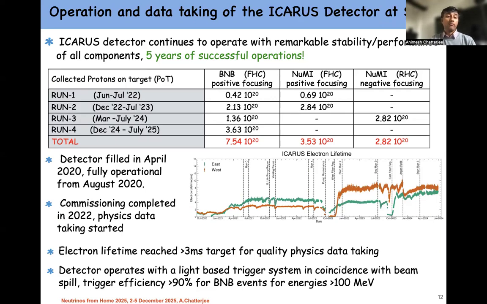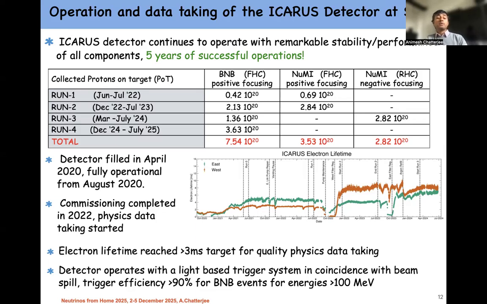This is the list of the data taken by ICARUS, both from the BNB as well as the NuMI beam. For the NuMI, it took data both in the forward horn current, which is the neutrino run, and the reverse horn current, which is the anti-neutrino run. Currently, we are taking data in around run 5.